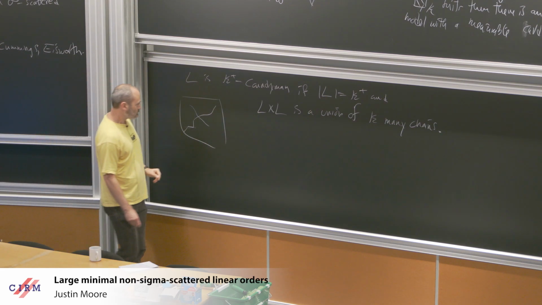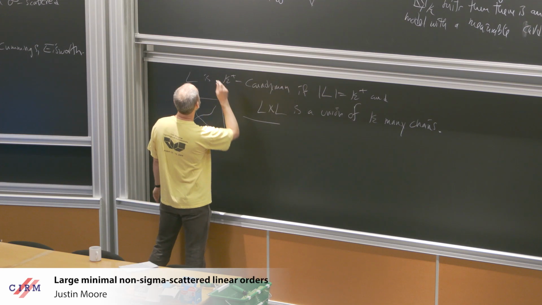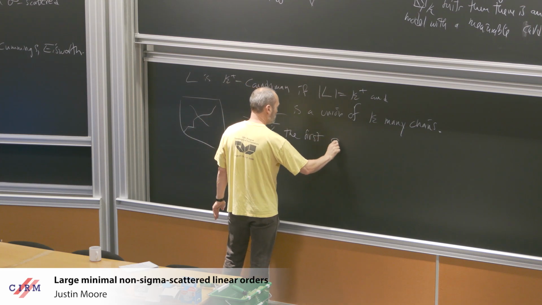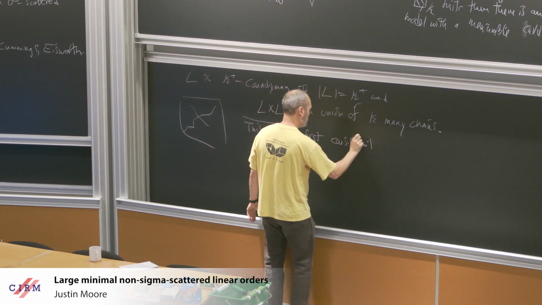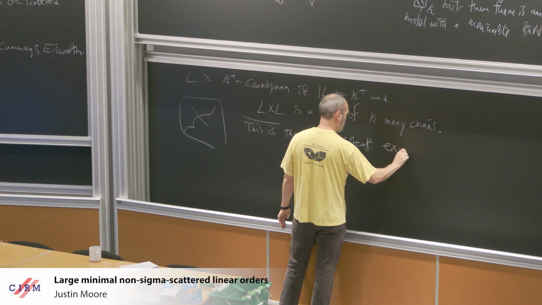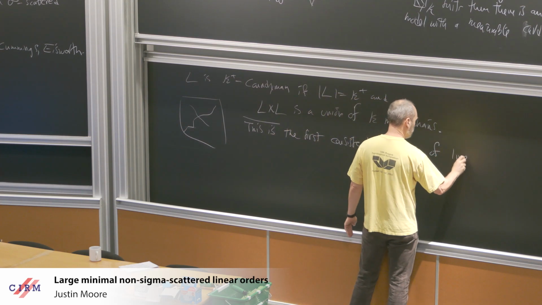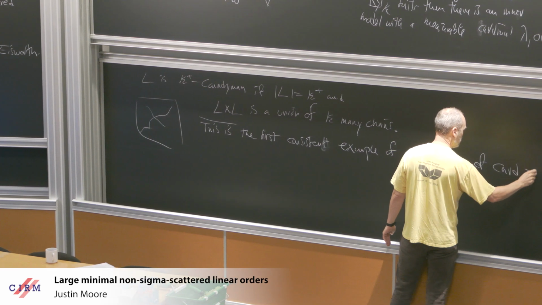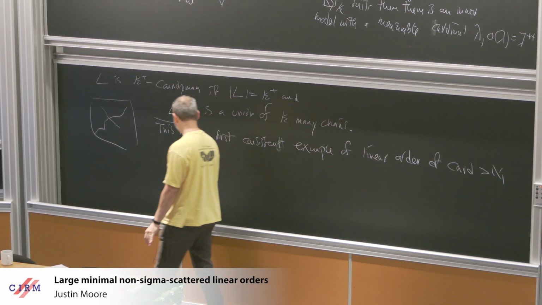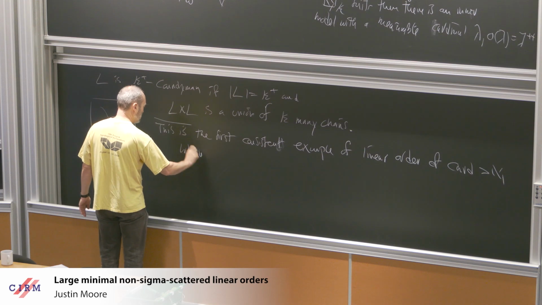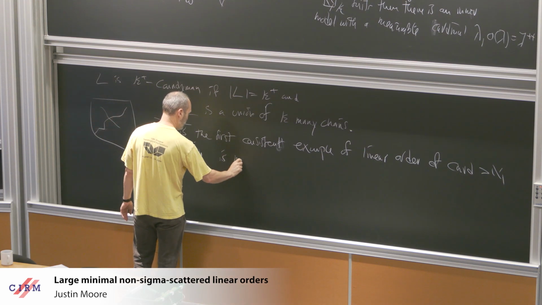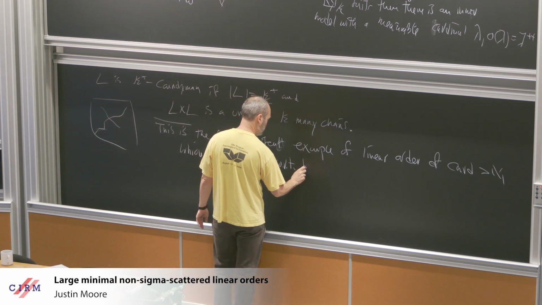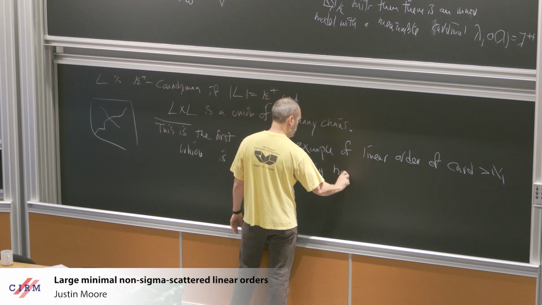Okay, so this result is the first consistent example of a linear order of cardinality greater than Aleph 1 which is minimal with respect to being non-sigma scattered.